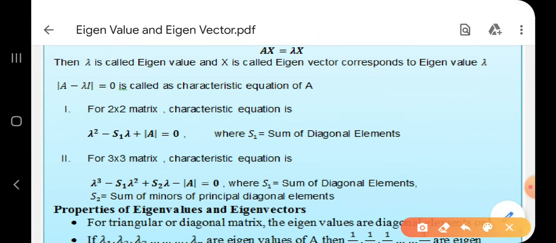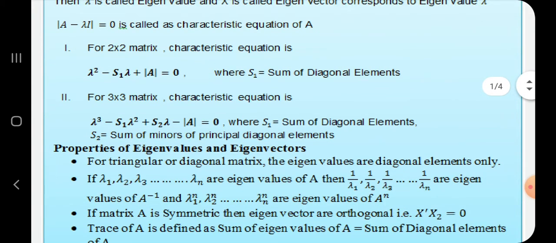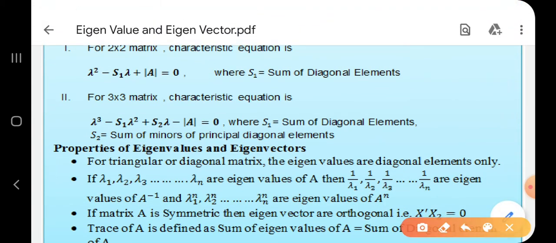But in our engineering life, we use ready-made formulas. We have simplified this and we get one formula. For a 2 by 2 matrix, we use lambda square minus S1 lambda plus determinant of A equal to 0, where S1 is the sum of diagonal elements. Next, for a 3 by 3 matrix, I require 2 more extra values. The characteristic equation is lambda cube minus S1 lambda square plus S2 lambda minus determinant of A equal to 0. 3 values in fact: S1, S2 and determinant.